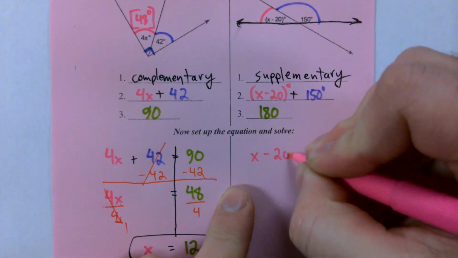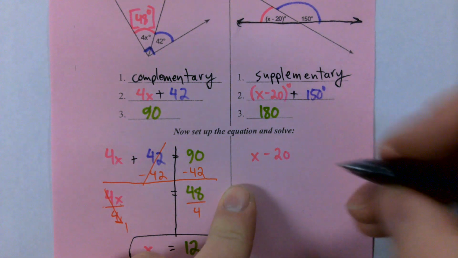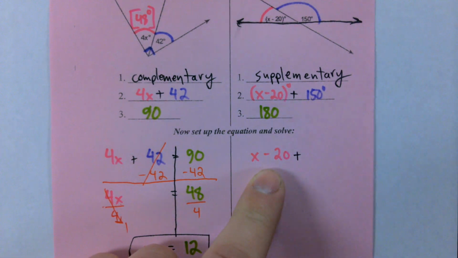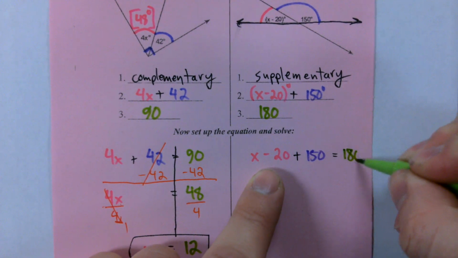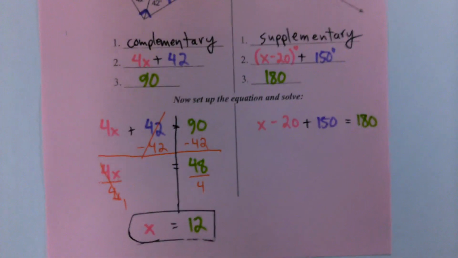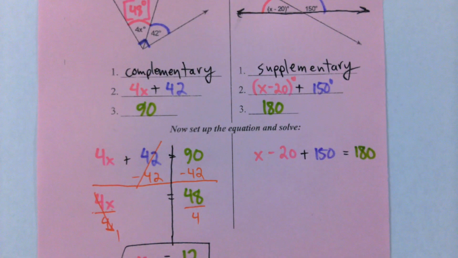X minus 20. We don't even really need the parentheses, so let's drop them. X minus 20 plus 150 is equal to 180. Take a look at where we got these quantities, how we set them up, and make sure you understand why we plugged them in this way. If you're not too sure how we came up with this, let me know either now or when we get to work, and I can help you out.